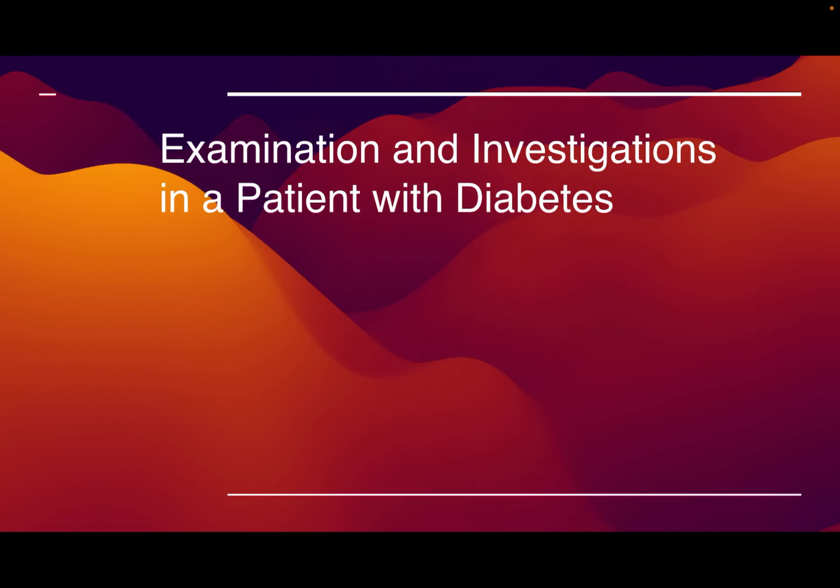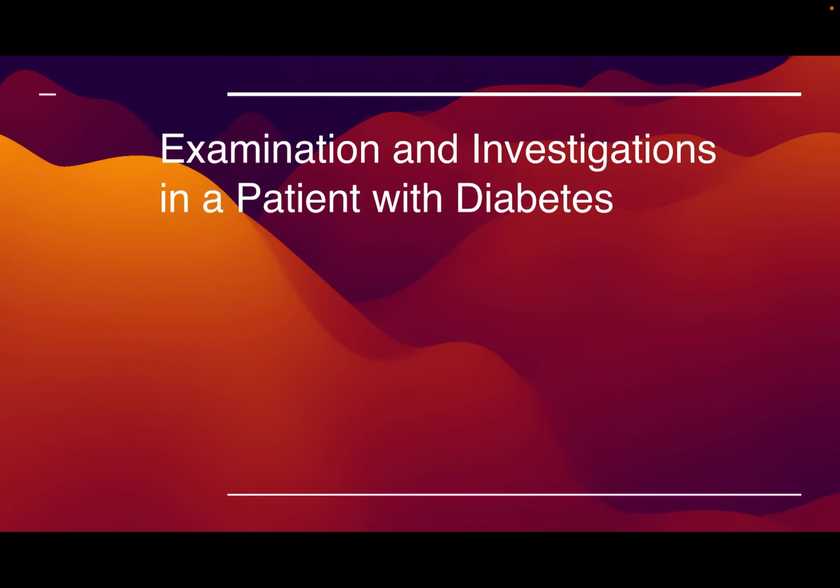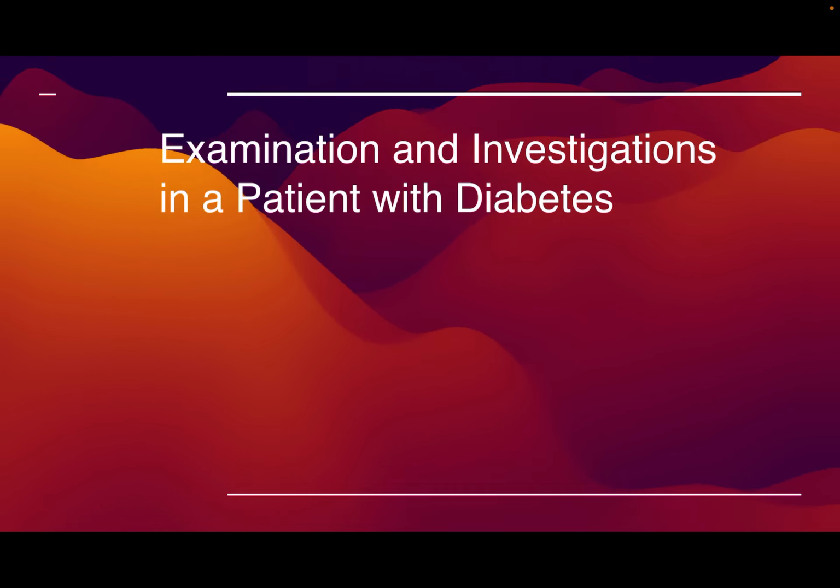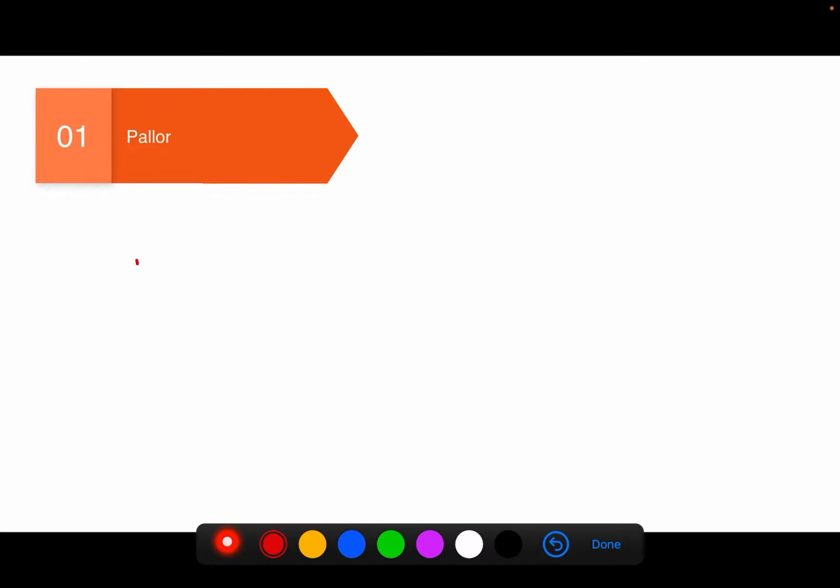Now we have finished taking history. Now let's see what we should say in the examination. So the first important part is the pallor. In pallor, we need to check pallor for two reasons. So one is metformin. I have told this in diet also. So metformin causes vitamin B12 deficiency, and this in turn can cause pallor or megaloblastic anemia.